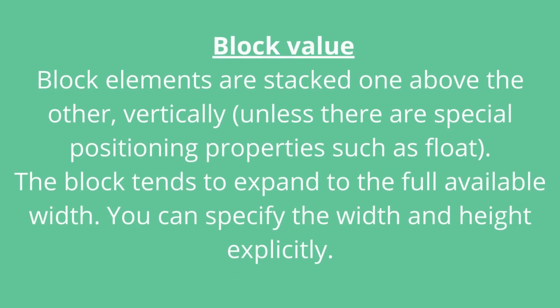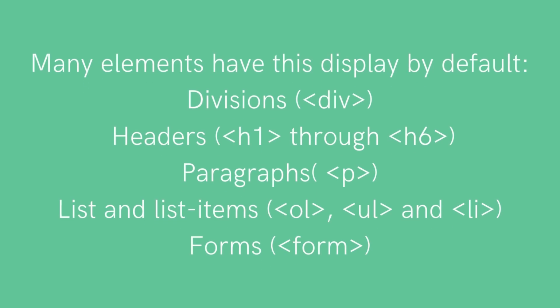Block elements are stacked one above the other vertically, unless there are special positioning properties such as float. The block tends to expand to the full available width. You can specify the width and height explicitly. Many elements have this display by default: divisions, headers, paragraphs, lists and list items, as well as forms.